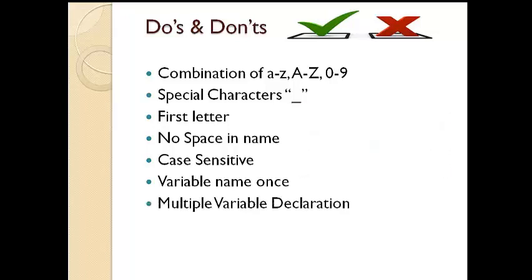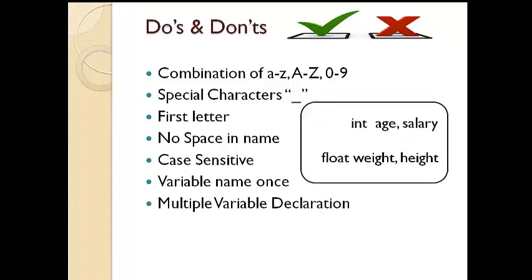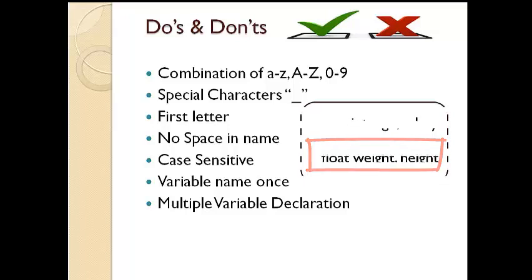You can declare variables of the same data type in a single line itself. For example, here age and salary are 2 different variable names, but of the same data type int. So you can declare it as int age, salary. Likewise, float weight, height, where weight and height are 2 different variables of the same data type float.